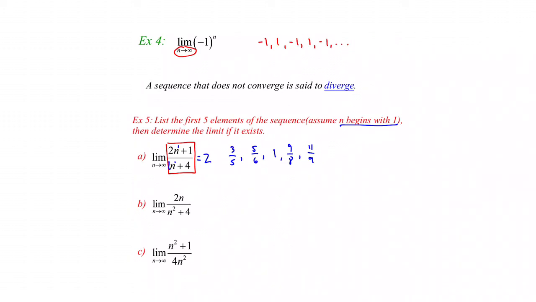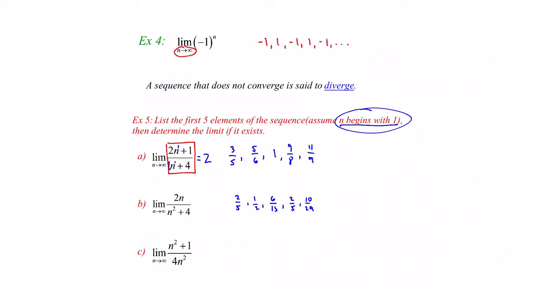Once again, as n approaches infinity, we've got 2n divided by n squared plus 4. I'm just going to write here what the first 5 terms are. If you plug in 1, you'll get 2/5. If you plug in 2, you get 1/2; 3 gives 6/13; 4 gives 2/5; and 5 gives 10/29. To find the first 5 elements of the sequence, all we're doing is starting with n equaling 1 and going from there.